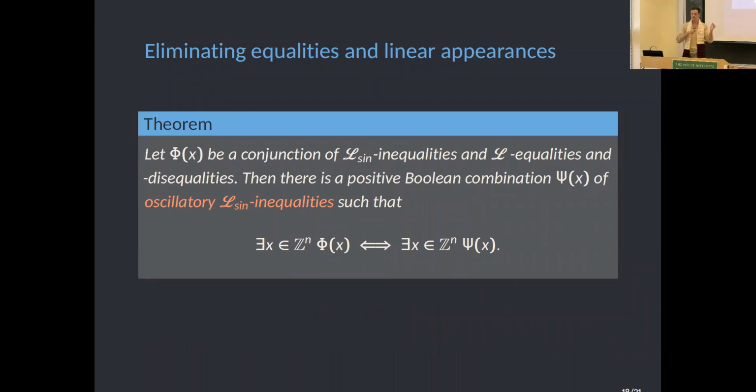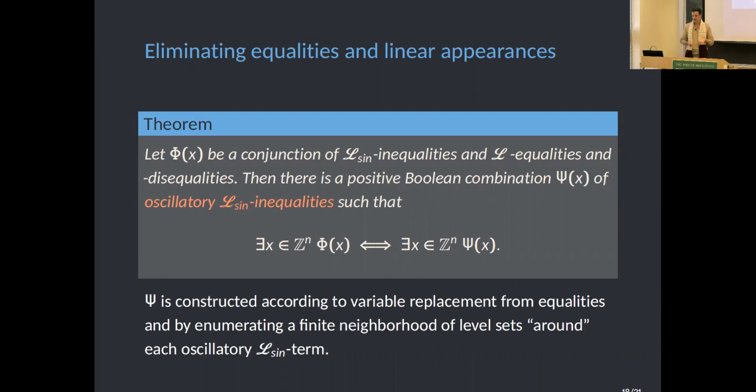The point is here we can simplify the types of literals that we need to consider down to just oscillatory L-sine inequalities so that we don't need to deal with linear appearances of variables, which will enable what happens next.